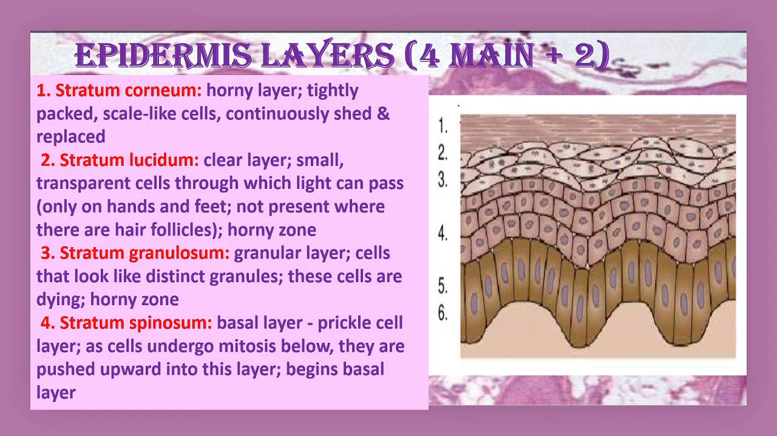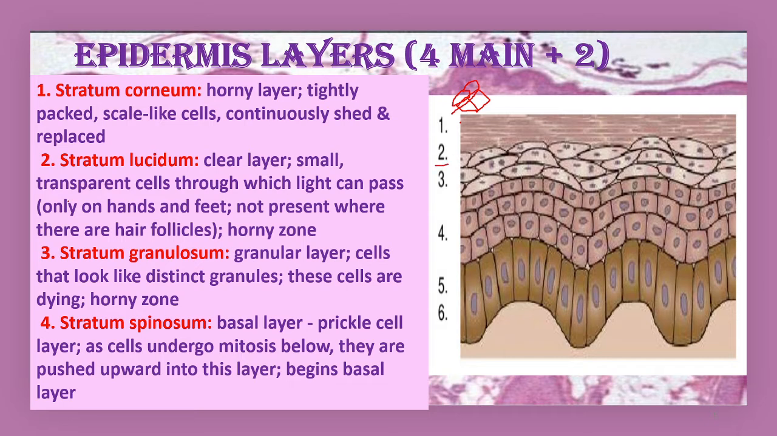Suppose this is one cell, this is the second cell, and this is the third cell, then you can see in between the cells there is no gap. That means they are very tightly packed, and that is the reason we say these cells are waterproof, as well as they prevent entry of any foreign substance directly into the body.